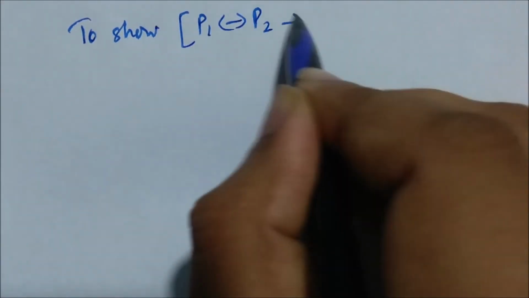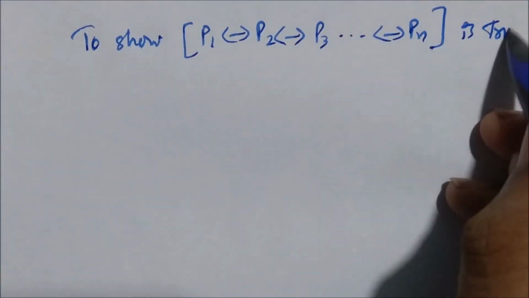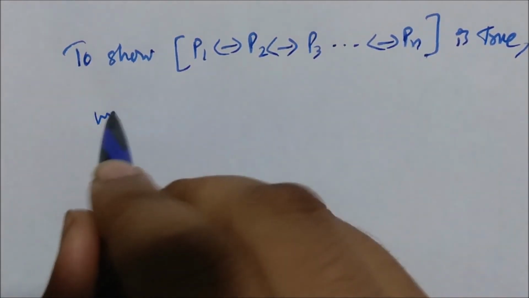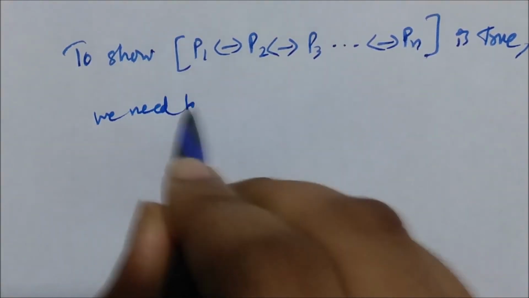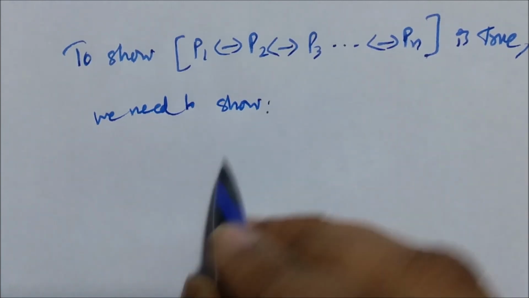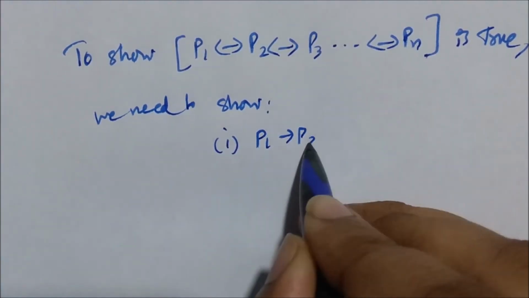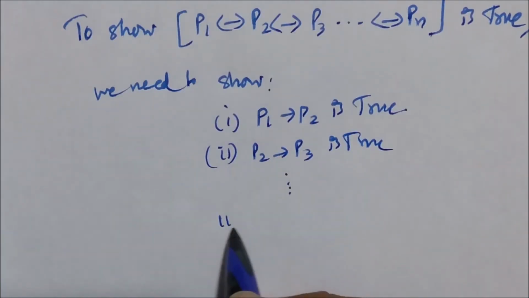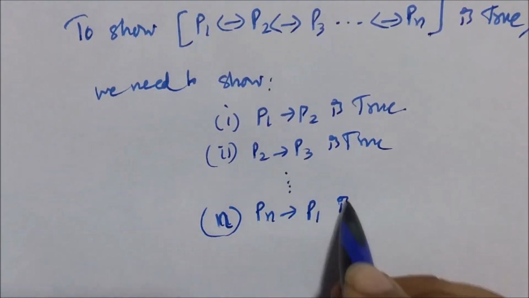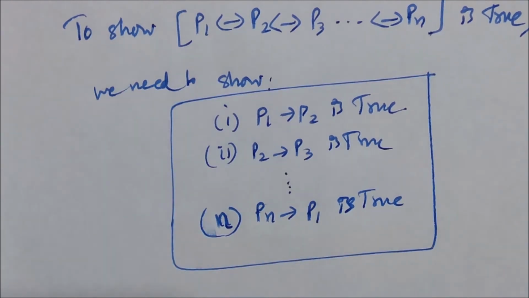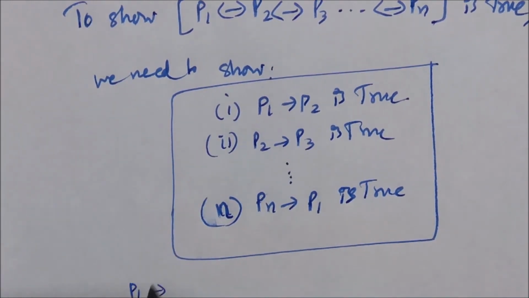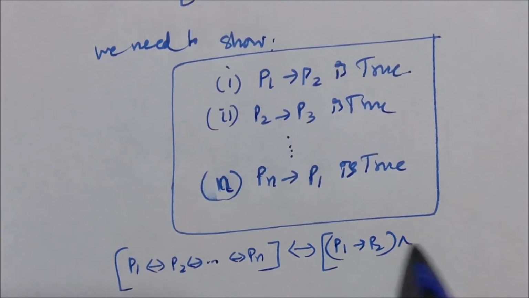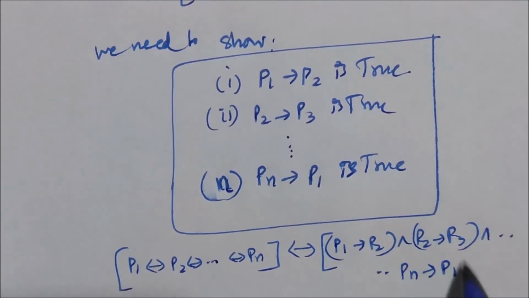To show that n statements are equivalent, meaning that P1 if and only if P2 if and only if P3 and so on, if and only if Pn is true, we need to show that P1 implies P2 is true, P2 implies P3 is true, and so on, and Pn implies P1 is true. Again, this is based on the tautology that P1 if and only if P2 if and only if so on up to Pn is equivalent to P1 implies P2 and P2 implies P3 and so on, and Pn implies P1.